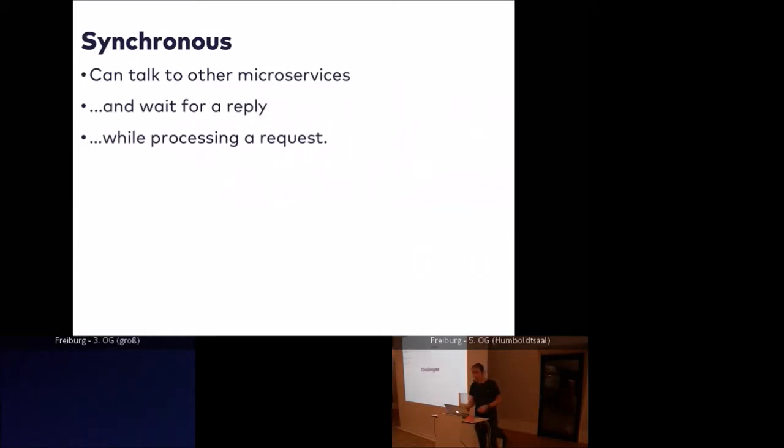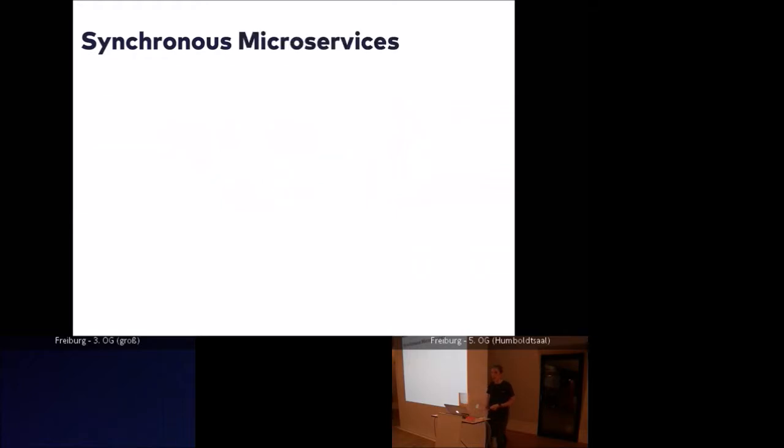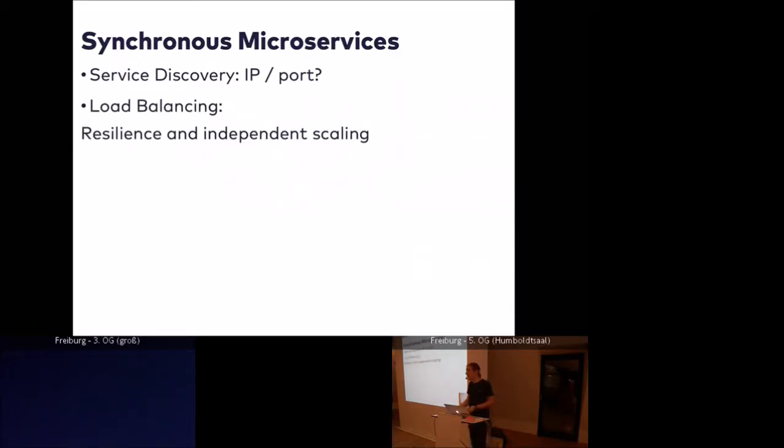So there are challenges here. First of all, I need to figure out who to talk to. So where is that other service? So I need to have an IP address, I need to have a port in the case of REST. I should probably have load balancing, because there might be more than one system that I need to talk to for resilience reasons. So if one of those systems crashes, I still get a response. And also because microservices should be independently scalable. And that's only possible if there is a load balancer between me and the microservice I talk to.